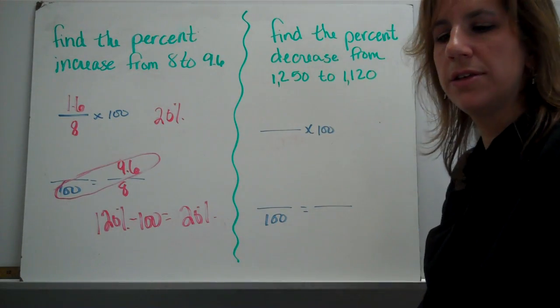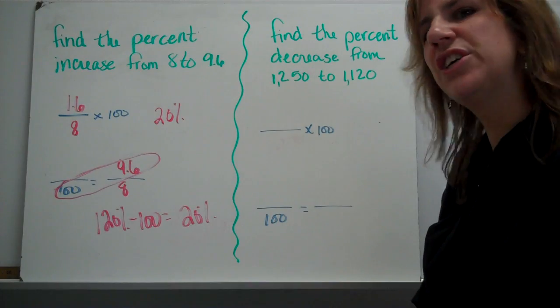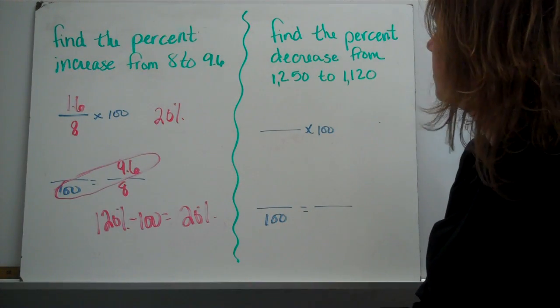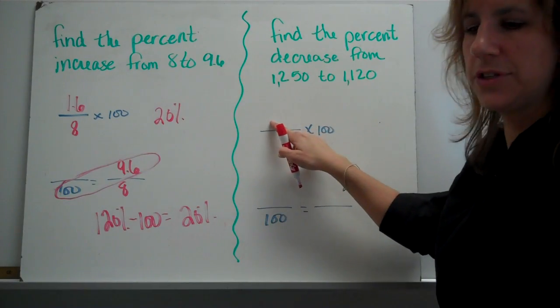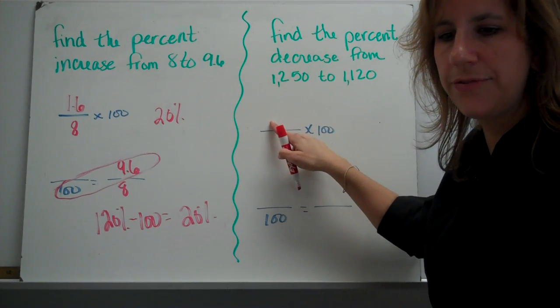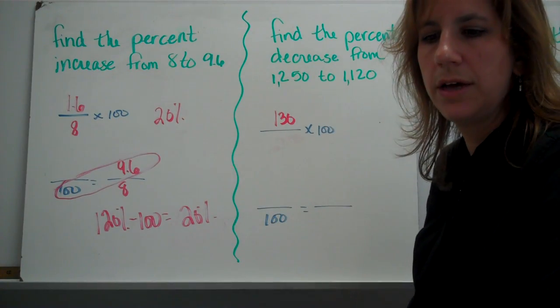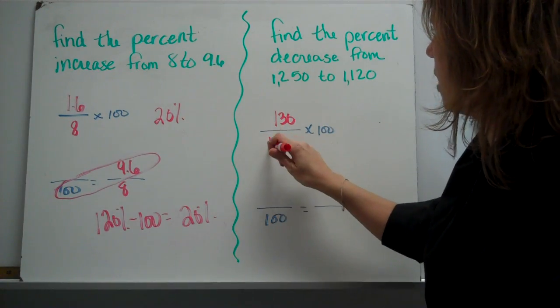All right? Now try this one. See if you can do this one on your own. Try it. Challenge yourself. This one is the difference goes on top, right? Difference goes on top. That's 130 difference, right? Where do we start from?